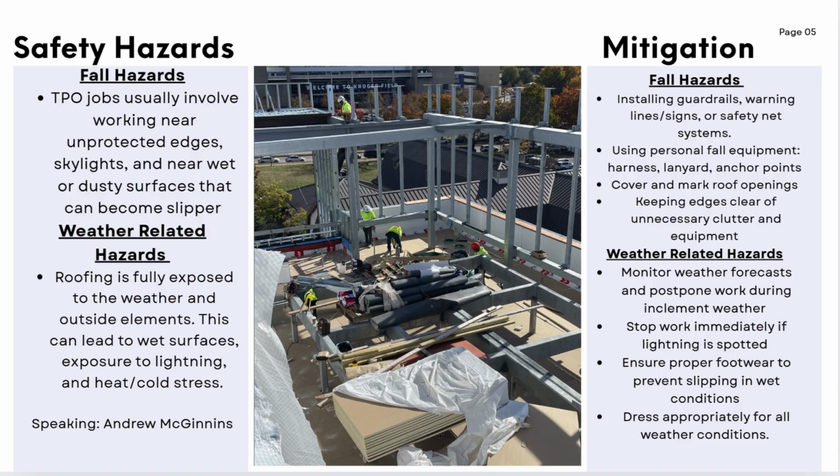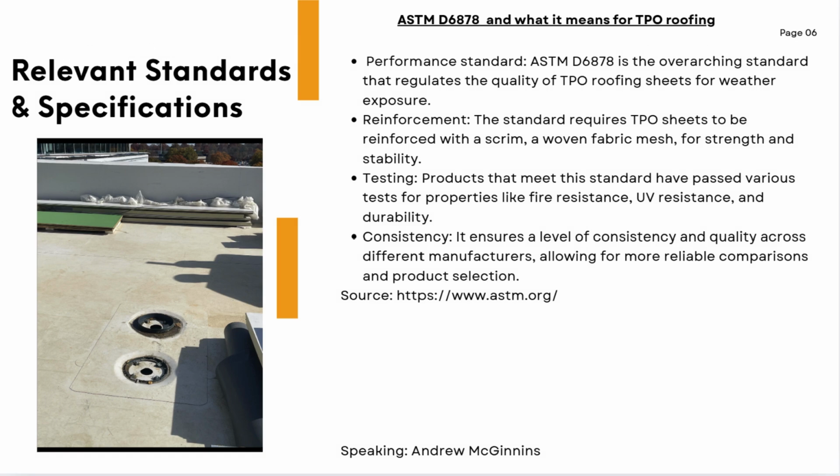To mitigate these risks, we rely on multiple layers of protection. For falls, that includes guardrails, warning lines, signs, or complete safety net systems. Workers also use personal fall arrest gear like harnesses, lanyards, and anchors. Keeping roof openings covered and maintaining a clean, organized work area makes a huge difference as well. For weather hazards, the biggest step is monitoring forecasts and stopping work whenever conditions become unsafe, especially if lightning is spotted. Having proper footwear to avoid slipping and dressing appropriately for the weather helps keep everyone safe and productive throughout the day.